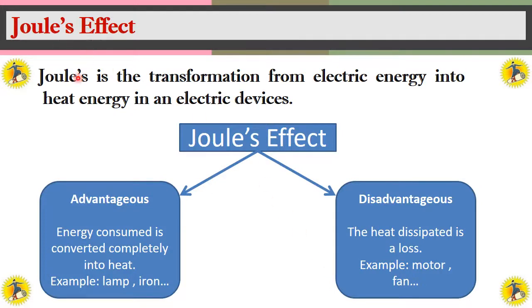Joule's effect. Joule's effect is the transformation from electric energy into heat energy in an electric device. Advantages: energy consumed is converted completely into heat. Example: lamp, iron. Disadvantages: the heat dissipated is lost. Example: motor, fan.